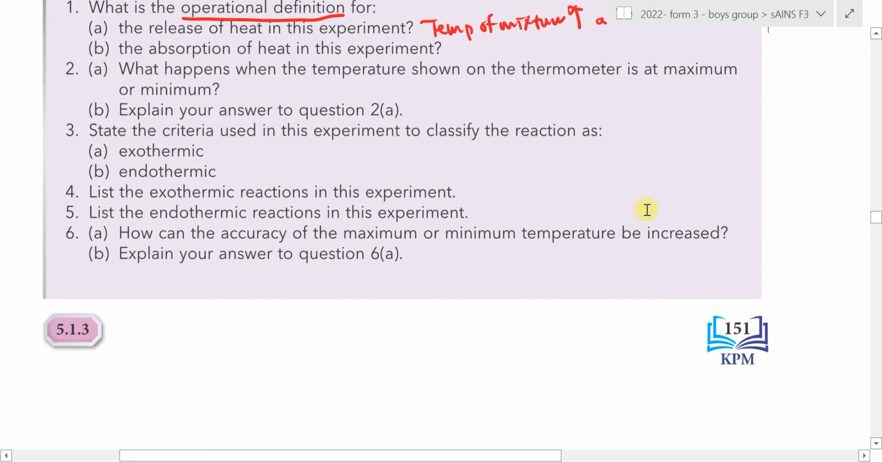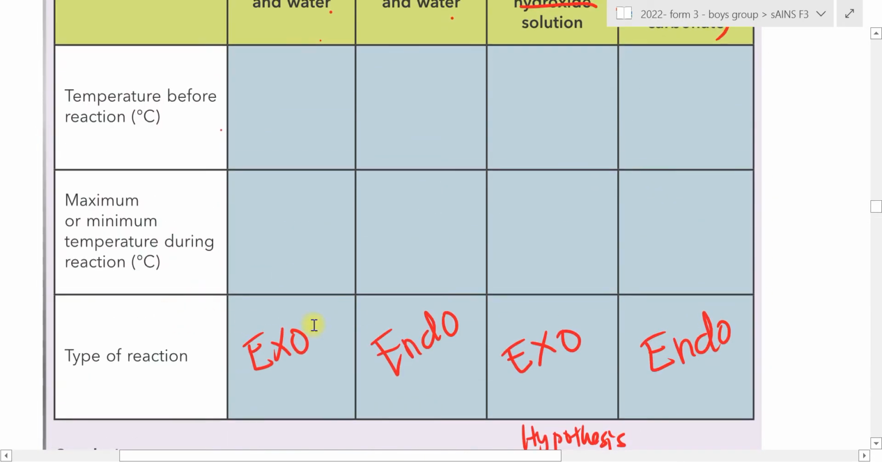Okay, state the criteria used in this experiment to classify the reaction. Exothermic means the temperature reading rises. Endothermic means the temperature decreases. Okay, list the exothermic reactions in the experiment, already listed out. And list the endothermic ones as well, listed out already.